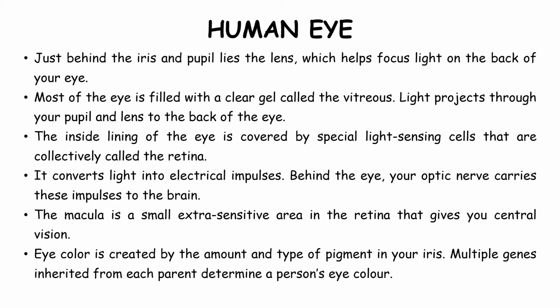Eye color is created by the amount and type of pigment in your iris. Multiple genes inherited from each parent determine a person's eye color.